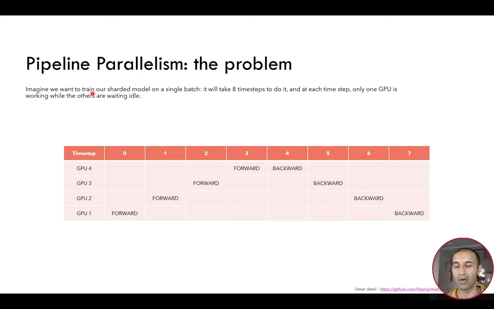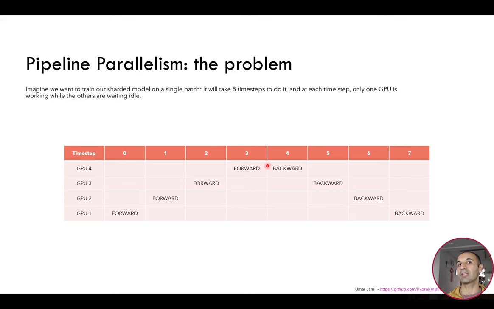Imagine we want to train a model on a sharded model, so a model that is split into multiple groups of layers. Each group of layers is present on a different GPU. Imagine we have four GPUs, each one with its own group of layers. We run our input to the first GPU, so we run the forward step on the first GPU, we take this output and we feed it to the next GPU. Then we run forward from there, we take the output and we run it through GPU number 3. We take the output, we run it to the next GPU, GPU number 4. Now we have the output of the model, we compute the loss, and then we can run backpropagation.